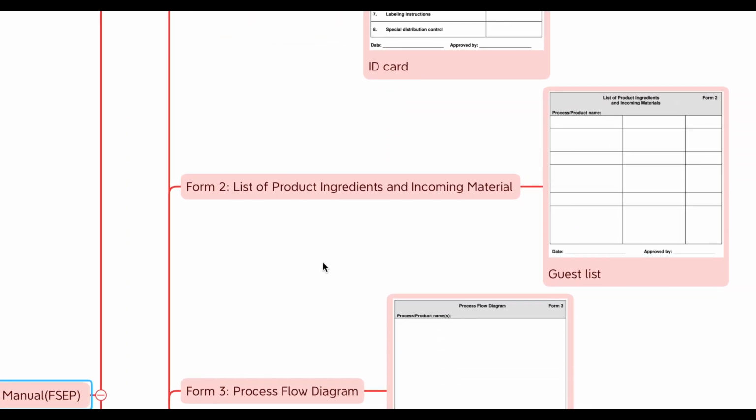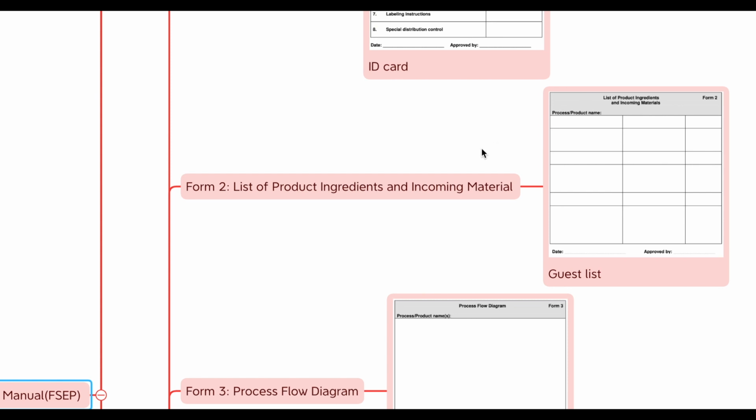This form is all about the ingredients and materials that go into your product. It's like the guest list for all the guests in your town. So Form 2 requires you to list all the ingredients and incoming materials used in your product. This includes everything from the main ingredient to the smallest additives.